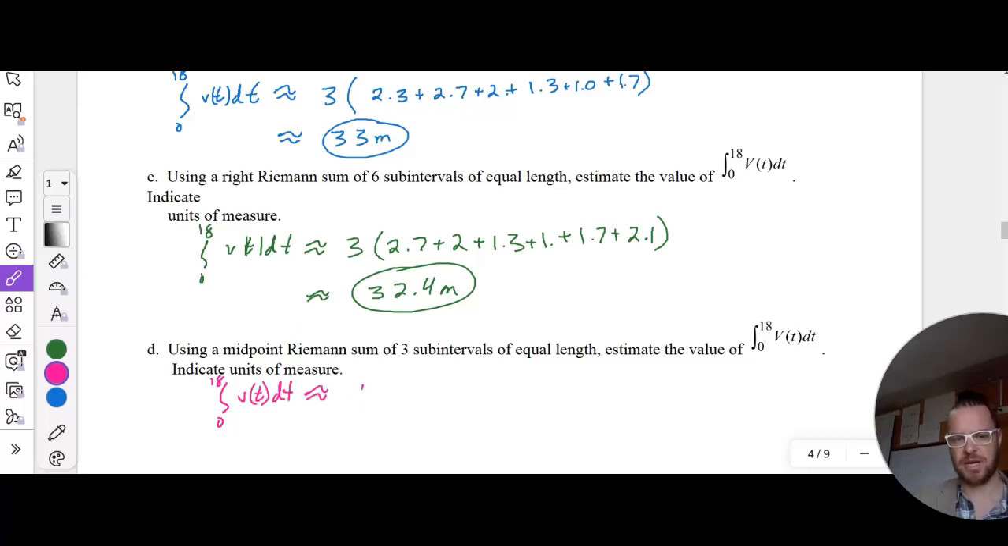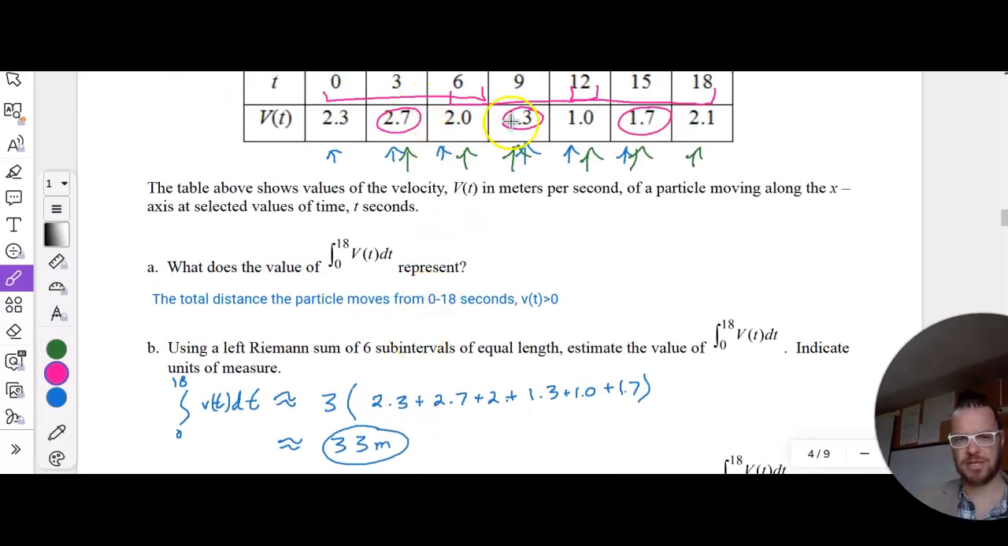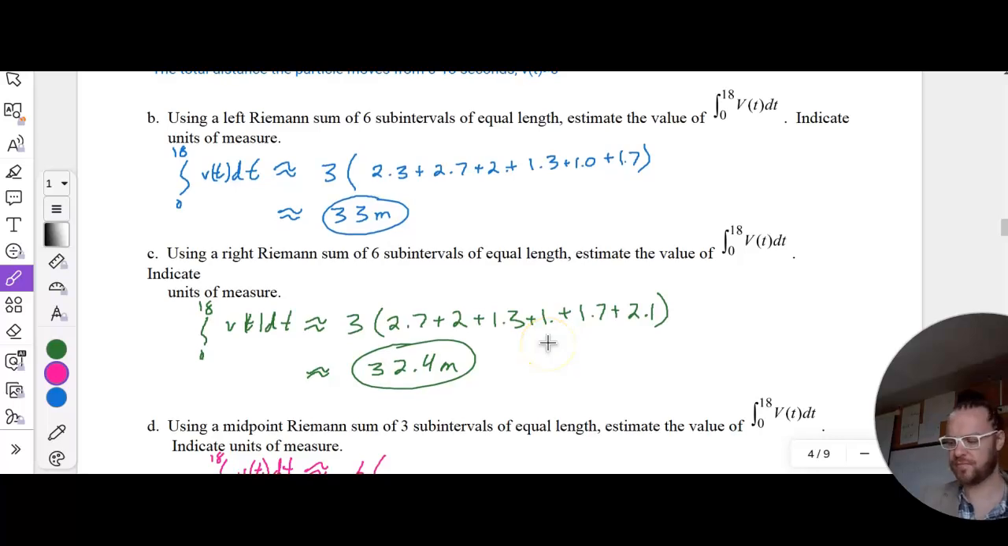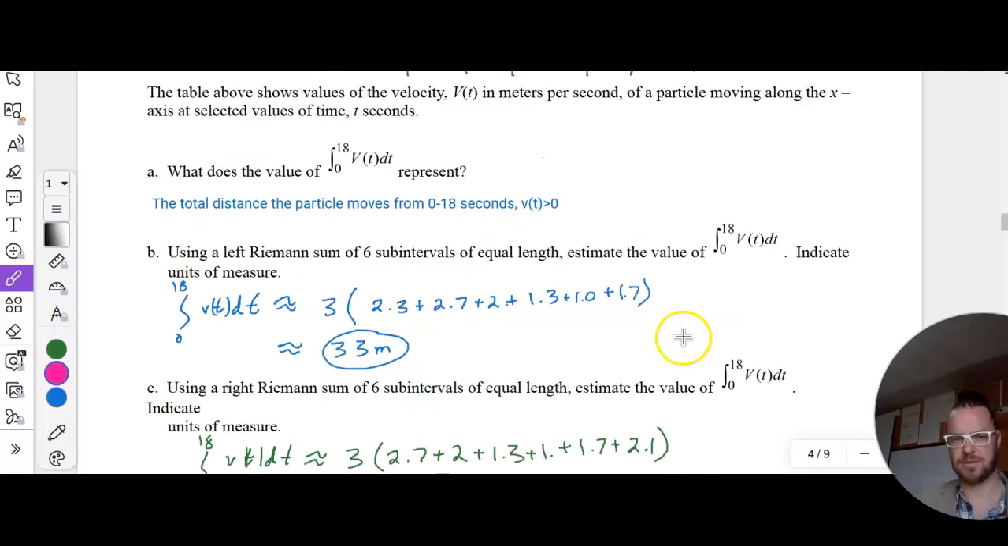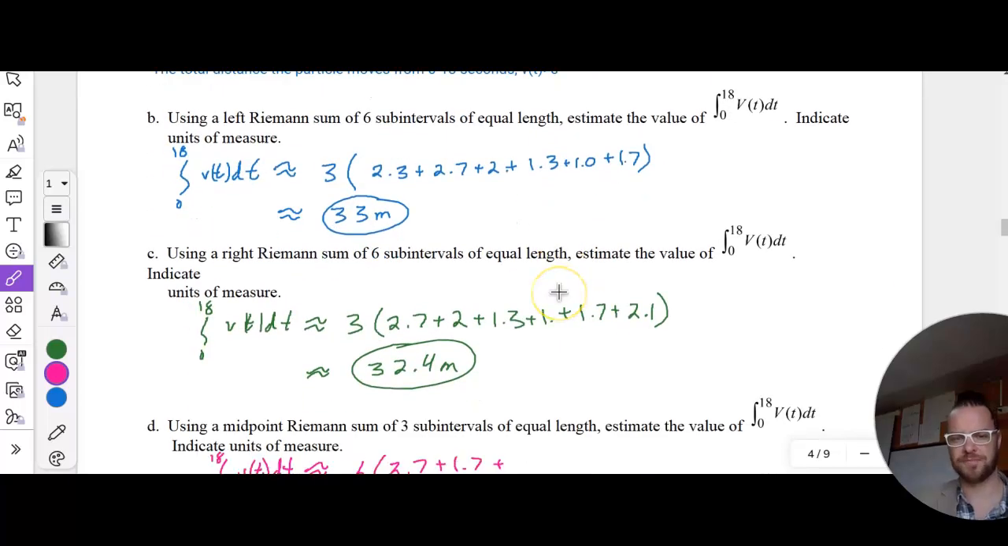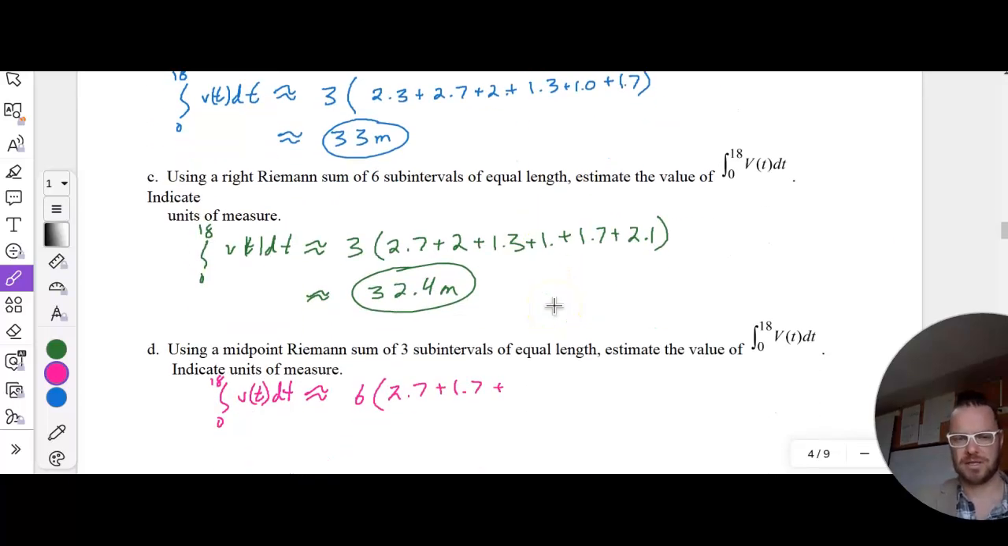And this time we're going to estimate it as a width of 6, and I can't remember what those were: 2.7, 1.3, 1.7. So 2.7 plus 1.7 plus, nope, that was the last one. What was the middle one? 1.3, there we go. So plus 1.3. And when I put that all into my calculator, I'm going to get 34.2 meters.